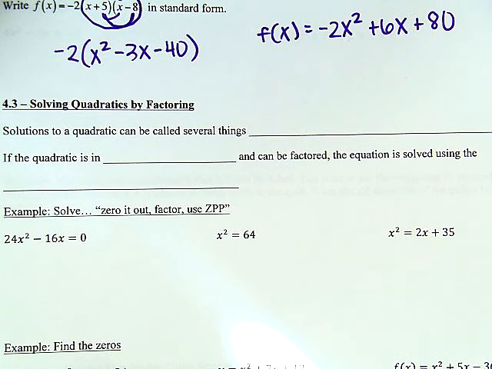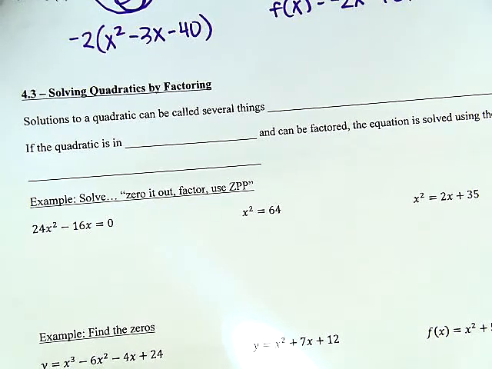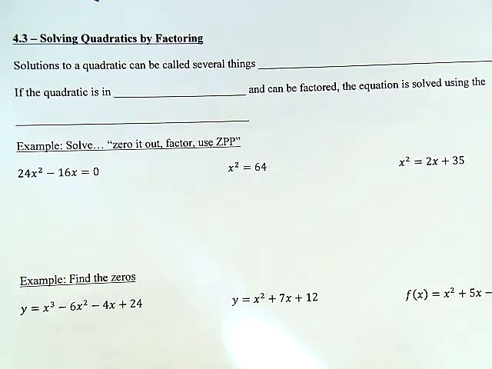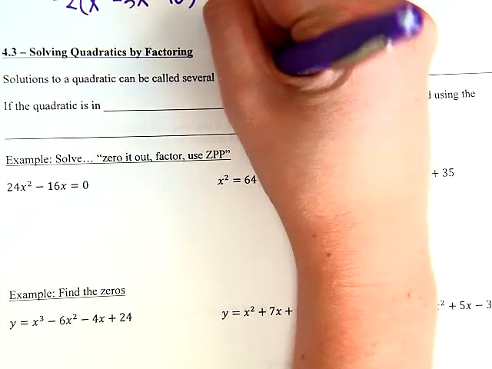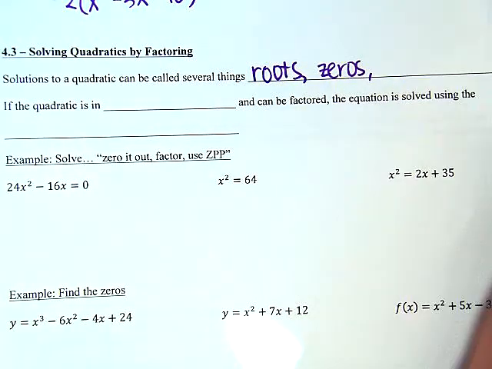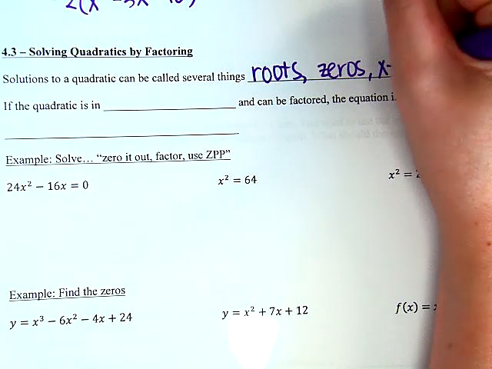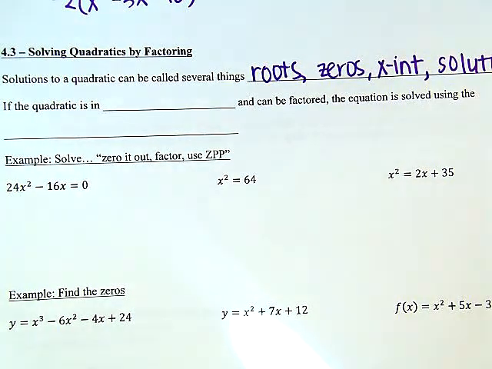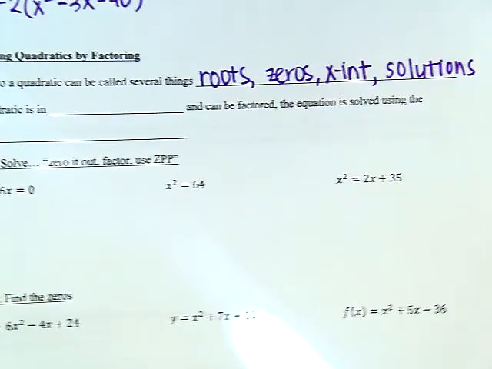Okay, section 4.3, solving quadratics by factoring. So my solutions to a quadratic are called a couple different things. First thing we call them is roots. We also call them zeros. We call them x-intercepts and solutions. It's kind of the main four that it's called.